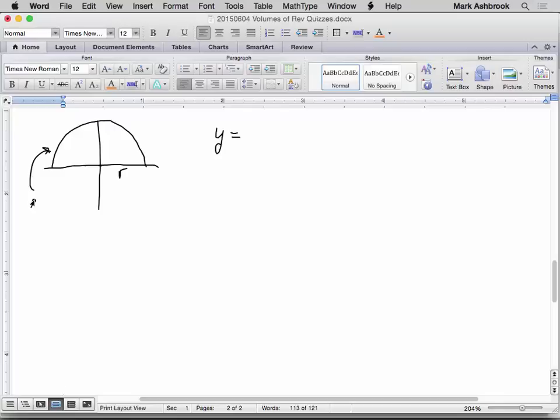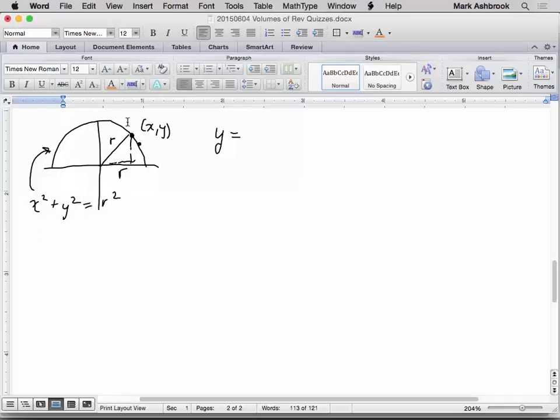So it would be x squared. We're trying to represent every point on the circle. So if this point is (x, y), right, then this distance here is what? That's r. So we can use the Pythagorean Theorem to write an equation that relates x and y, which would be x squared plus y squared equals r squared.